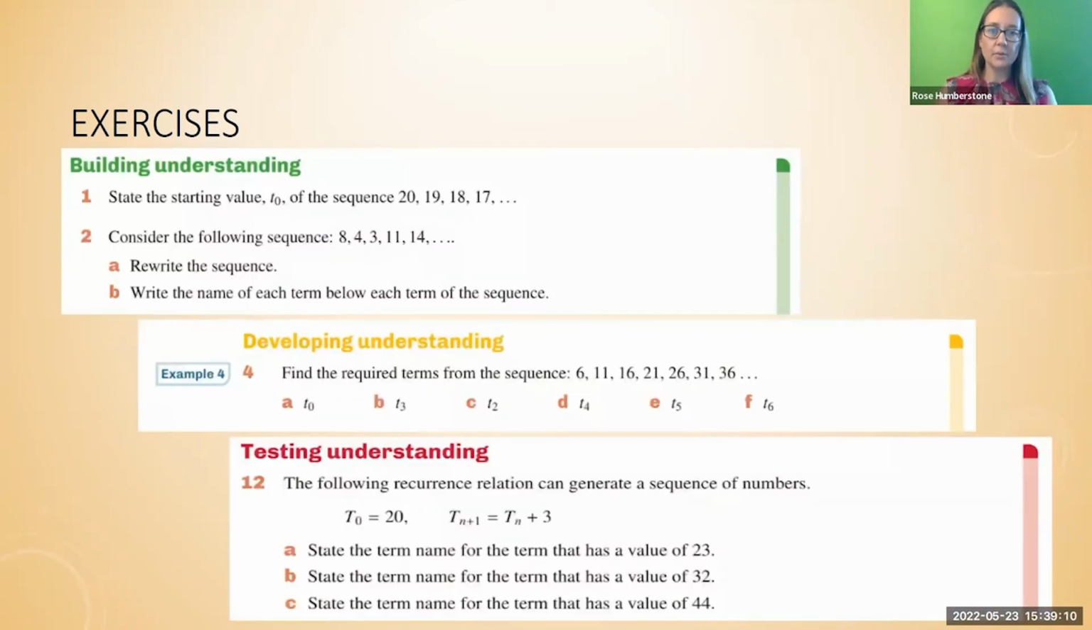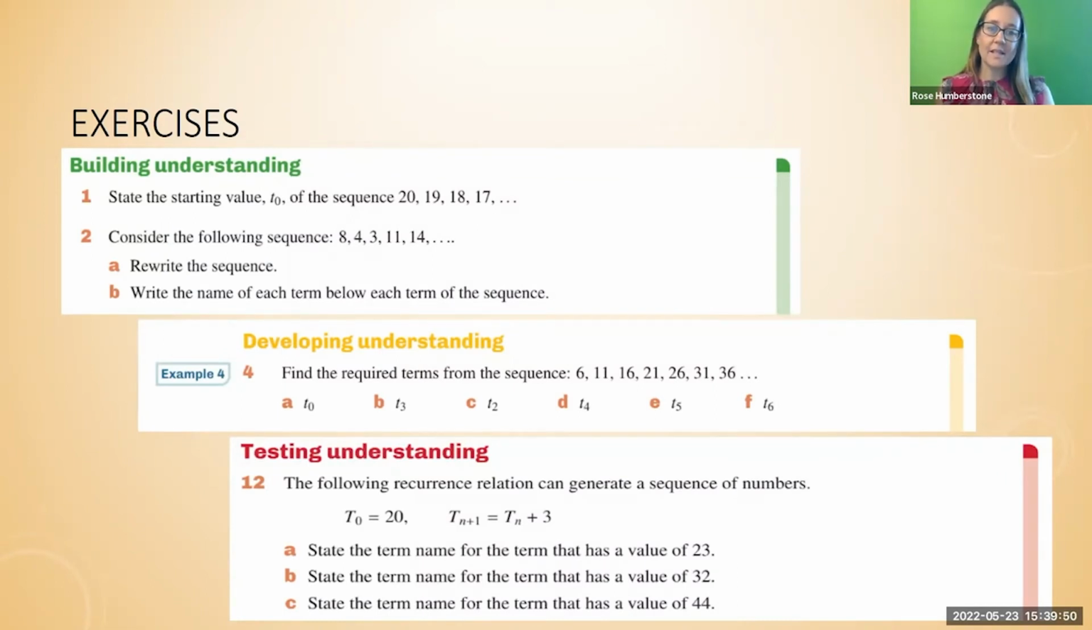So here's a little example of the building understanding, developing understanding, and testing understanding questions. So you can see that our building understanding questions are very simple. State the starting value. Rewrite the sequence and write the name of each term below each term of the sequence. They're quite basic, but they're questions that those weaker students can just get going on. Whereas question 4, which is our first developing understanding question, relates to our example. So we've got those links in place and students can just get going straight away on those if they're capable.